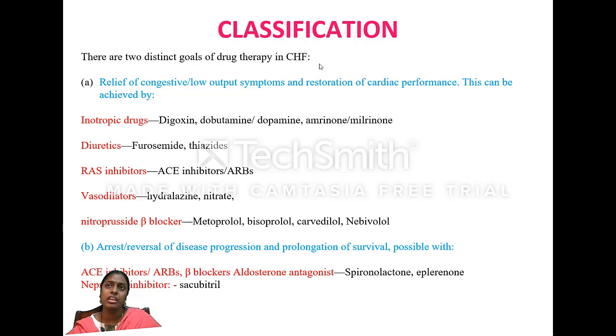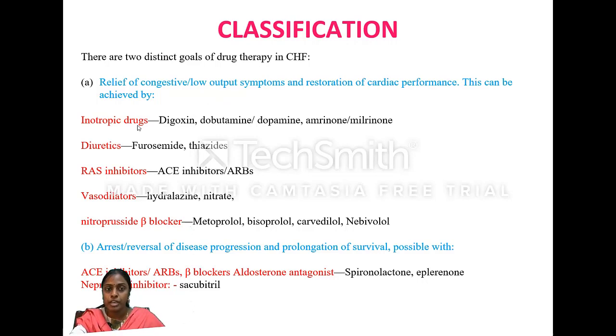In most conditions, we won't be able to reverse the condition, and we have to prolong the survival of the patients. For example, by giving these drugs, we will prolong the patient's life. So let's see the first one, which is relieving the symptoms.